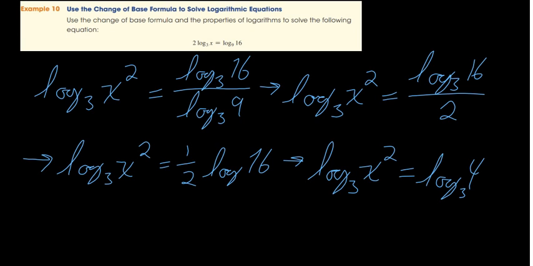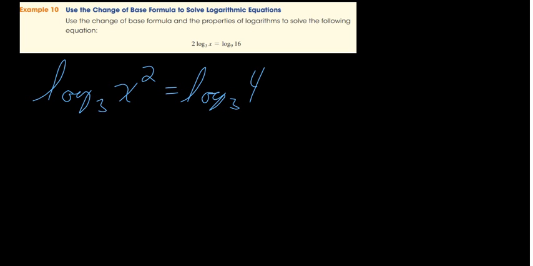Okay, so log base 3 of x squared is equal to log base 3 of 4. We know now we can just equate the two arguments together. So we're going to have x squared is equal to 4, which will be x is equal to plus or minus 2.